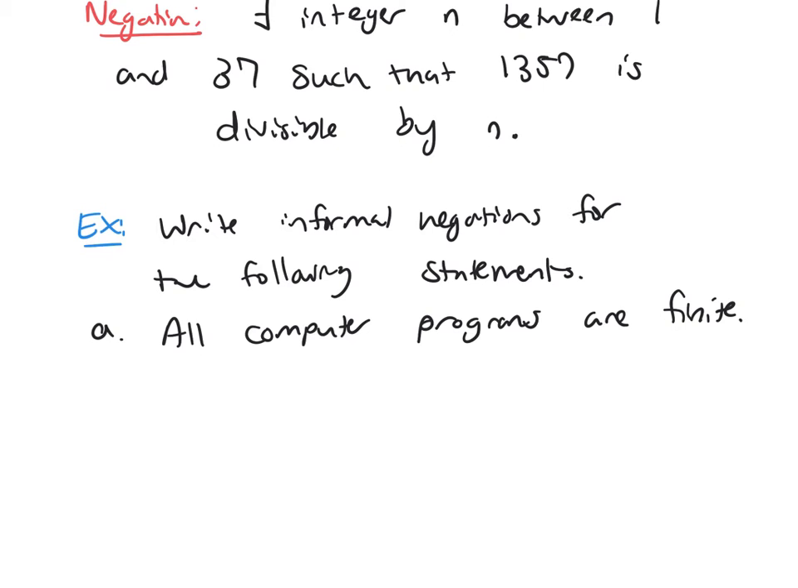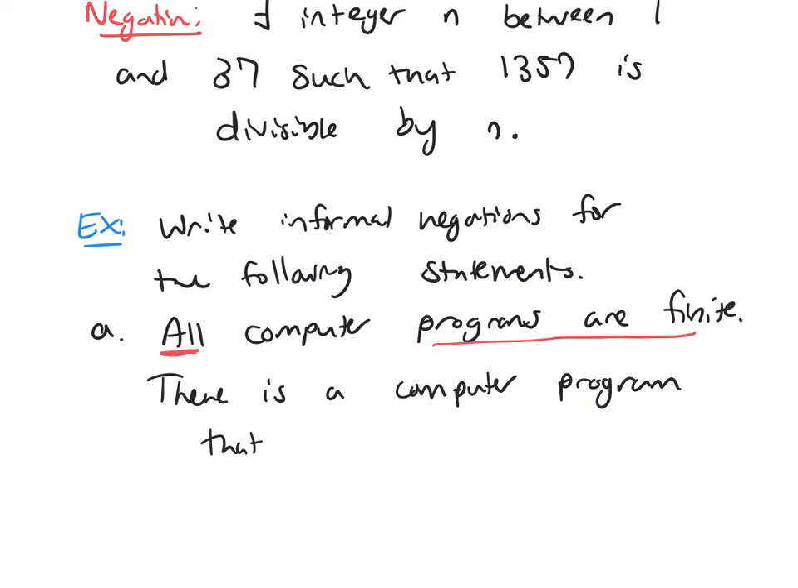So we're going to break it down into pieces. All means I have the universal quantifier. So when we negate it, our quantifier would be existential. So we'll say there is a computer program that, and then we need to negate: the opposite of finite is not finite.